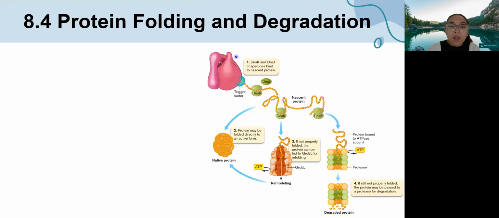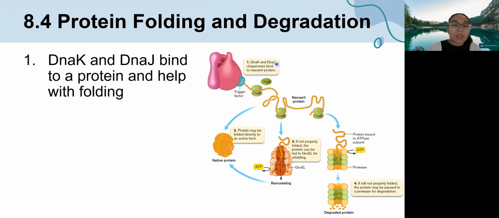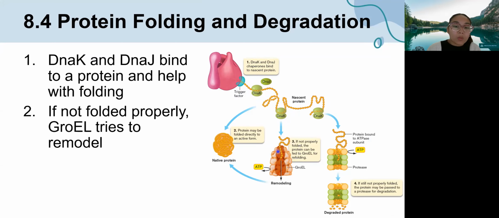Okay, so let's talk about how this all comes together. This is a ribosome, the protein is being made, and the protein needs to be folded. The first thing that usually happens is DnaK and J come and attach to the protein and try to fold it properly. If the protein folds properly, then fantastic. But if it still doesn't fold properly, DnaK will bring it to the GroEL complex, and GroEL will take it inside and attempt to remodel it, to fix the protein if it's not shaped properly. And if it is shaped properly, then fantastic.